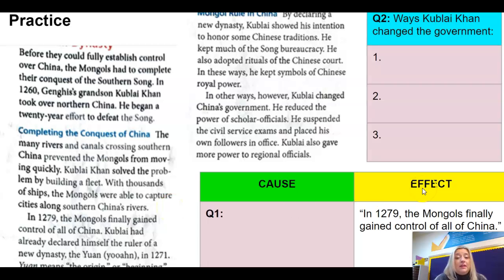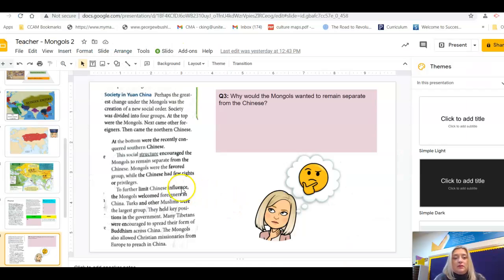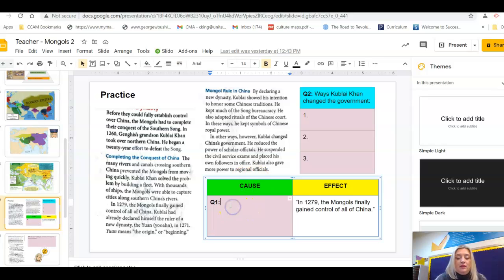So I'm going to stop because I saw this direct quote right in my text, in 1279. Obviously, if that's the effect, I'm going to be looking for the cause, which is going to happen before that. So I'm going to backtrack. Thousands of ships, the Mongols were able to capture cities, and he does that by building a fleet. Kublai Khan builds a fleet and is able to gain control of cities along southern rivers.